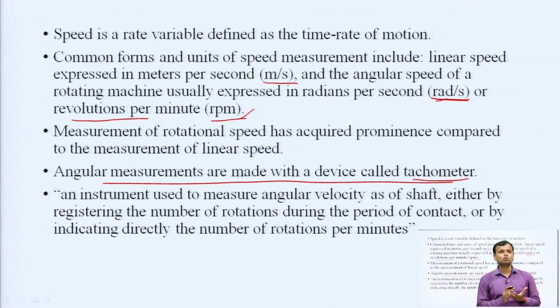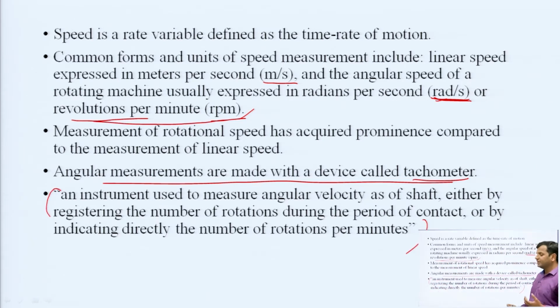A tachometer is an instrument used to measure the angular velocity of a shaft, either by registering the number of rotations during the period of contact or by indicating directly the number of rotations per minute. That gives you the angular displacement or the angular measurement. What we have seen is that you can calculate angular motion, angular speed or angular displacement in terms of radians per second or revolutions per minute. The same thing is written in this definition.